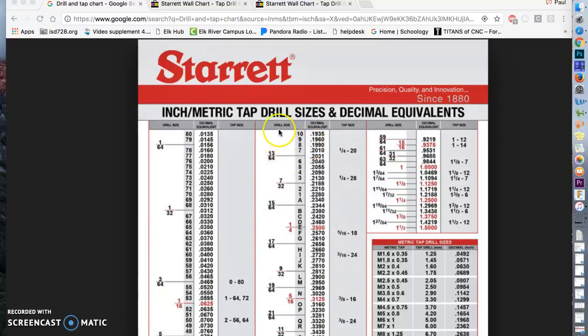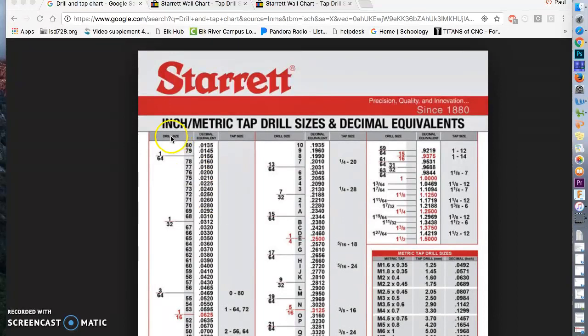Here is a quick overview on how to use a drill and tap chart. It's pretty simple, straightforward. I think you could figure it out on your own, but I'll help you. First, you want to look at the drill sizes. Numbers, letters, and fractions are how drill bits are organized.